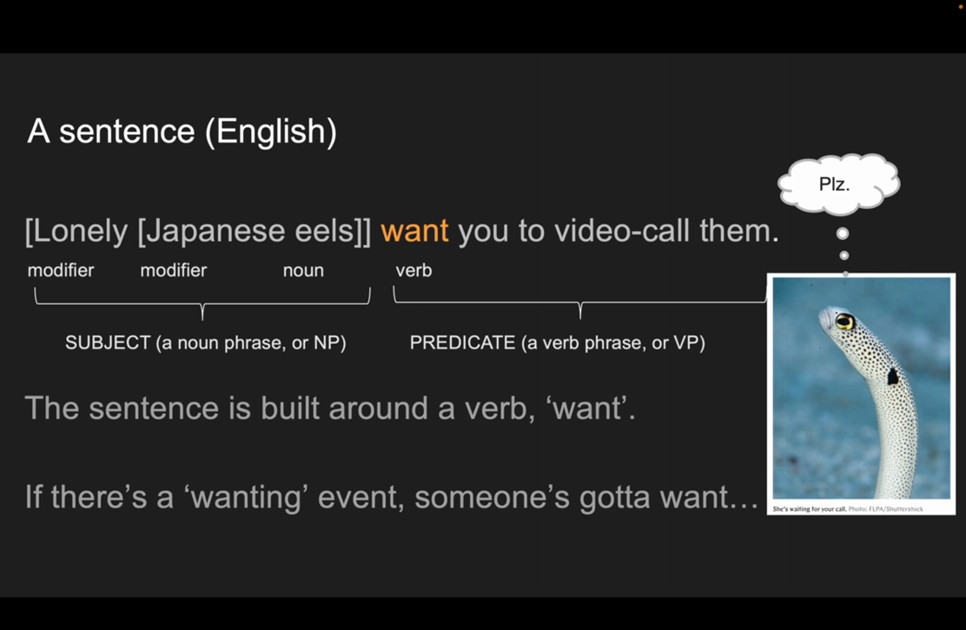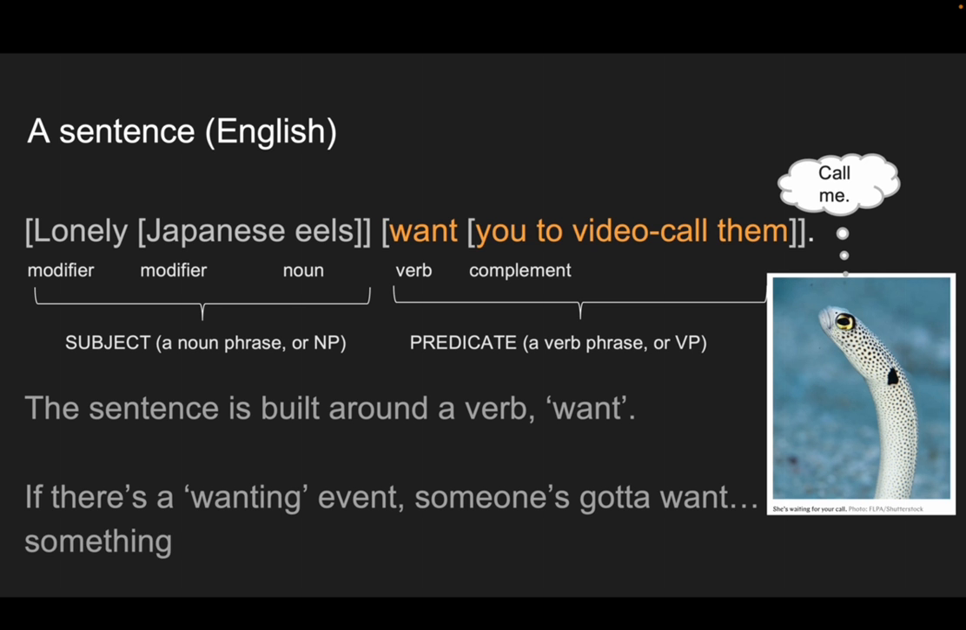It's what they want, right? So want is an English verb. Its specific meaning, its word level meaning, includes the understanding that if there's a wanting event out there in the world, somebody's got to do it. That's the subject. And something's got to be wanted. That's the direct object.